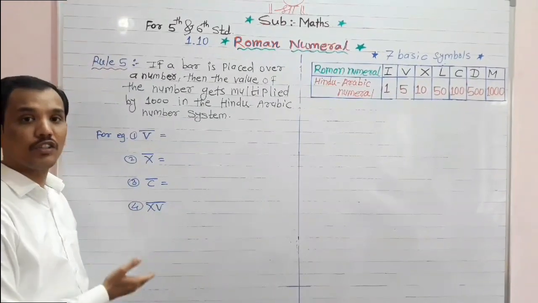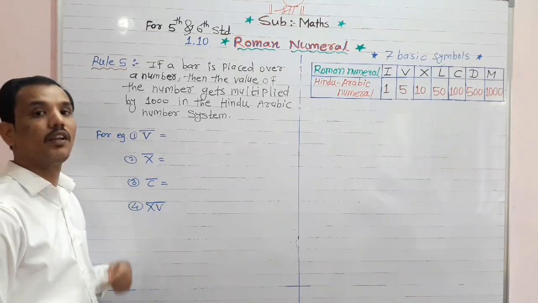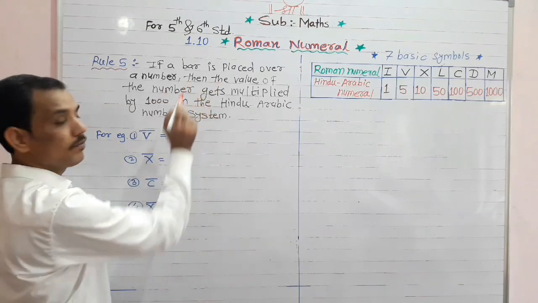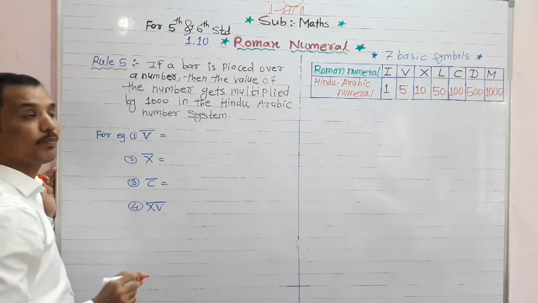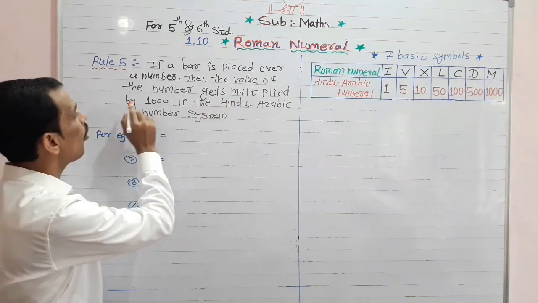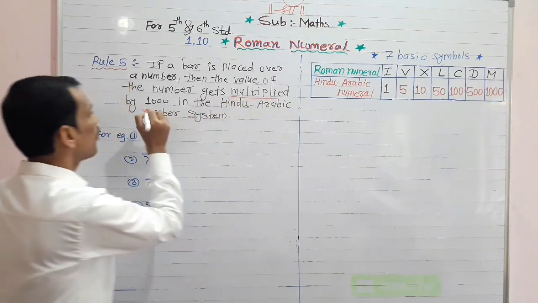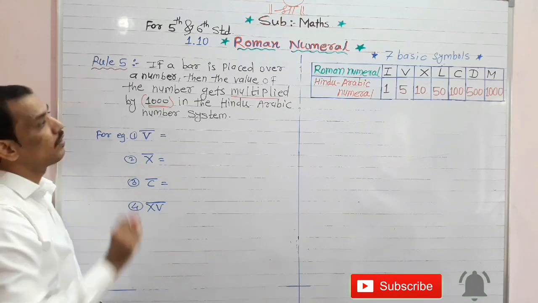Now if you understood this, rule number 5, you can easily get the answer of how we write down 1000, 15,000, 20,000. So this is so simple. If a bar is placed over a number, then the value of the number gets multiplied by 1000 in the Hindu-Arabic number system.